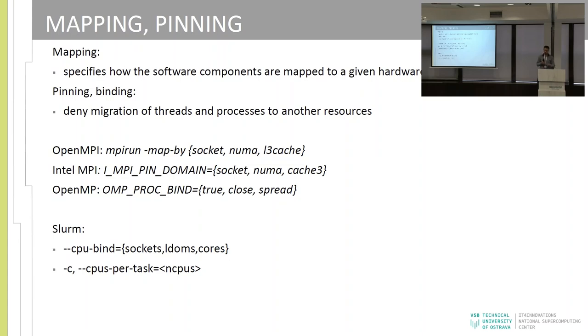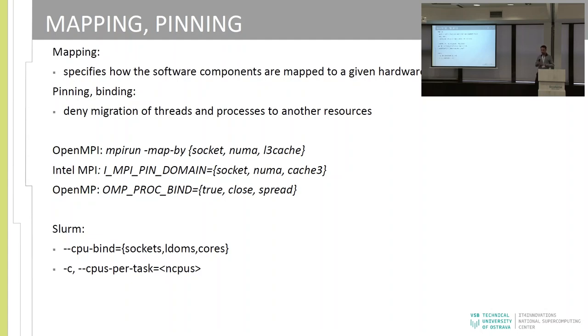So, how to set mapping or pinning of my application? It depends on the software used. If I use OpenMPI, there is a parameter of mpirun, map-by, for example socket, NUMA, L3 cache, and so on. In the case of Intel MPI, there is the environment variable I_MPI_PIN_DOMAIN with similar parameters. In the case of OpenMP, there is OMP_PROC_BIND with close or spread values.